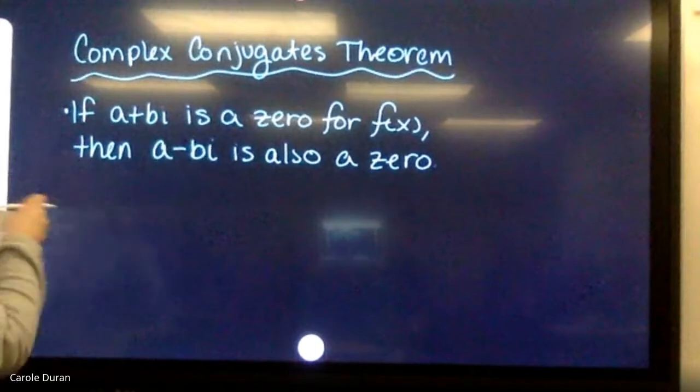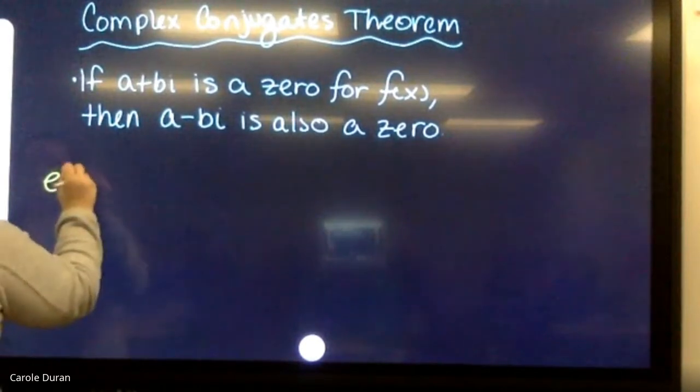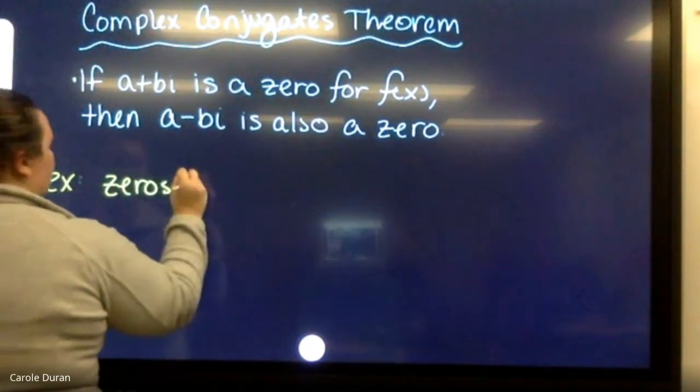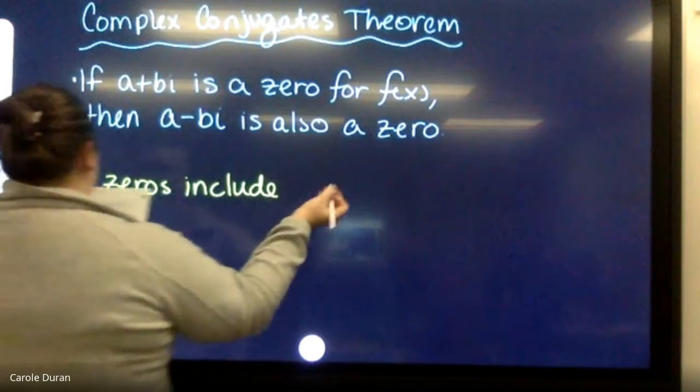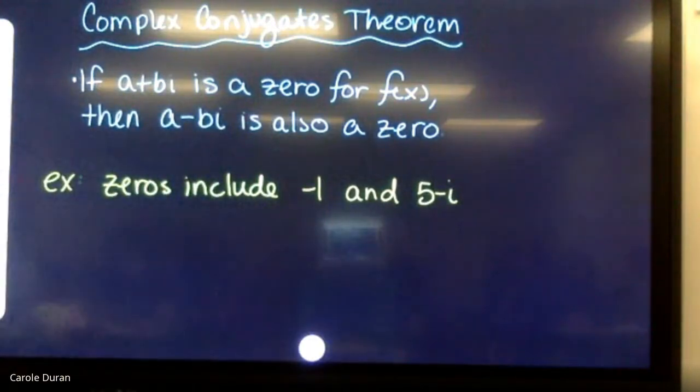So the example I would like to start with says to write a polynomial function of least degree with integer coefficients, the zeros of which include -1 and 5 minus i. So I'm telling you that these are two of the roots or the zeros for my polynomial, and we need to use this coupled with the theorem above to build what my polynomial actually looks like, or what it could look like. So what that means is I need to take each of my zeros and set them equal to 0, turn them back into factors, and then multiply my factors out.